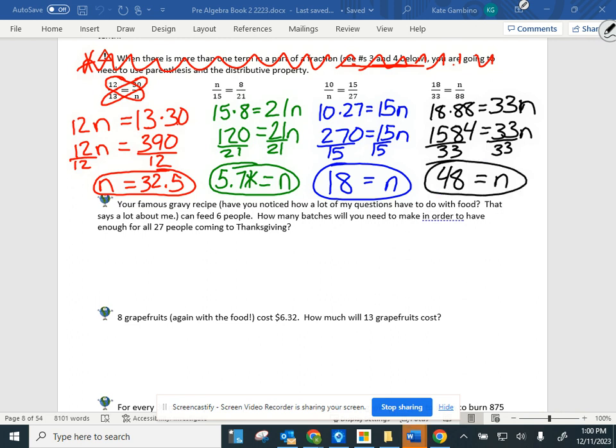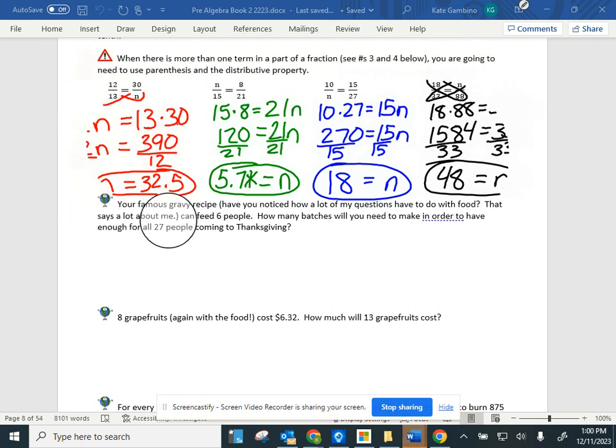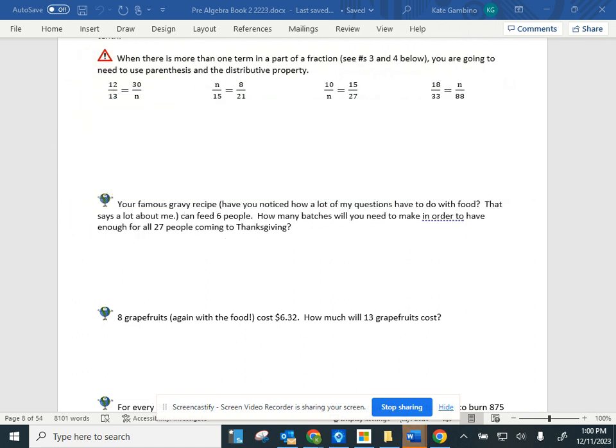So that's using those cross products. So now we have some word problems. We're going to set up our word problems the same way. So let's see how we do that. Just because they are word problems doesn't make them scary and hard.